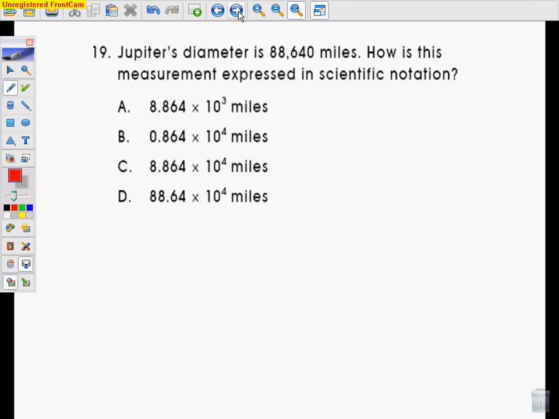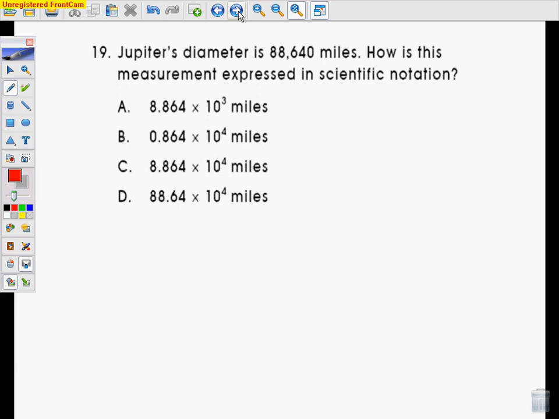Number 19, Jupiter's diameter is 88,640 miles. How is this measurement expressed in scientific notation? Every OGT that you see has always had a scientific notation question on there. So without a doubt, you should know how to do this.